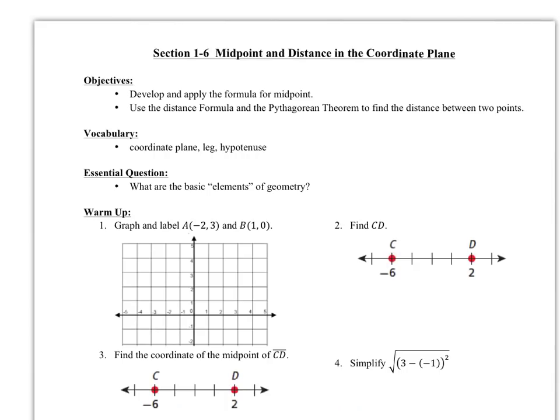We'll start off by taking a look at the objectives: develop and apply the formula for midpoint, and use the distance formula and the Pythagorean Theorem to find distances between 2 points. Our vocabulary includes coordinate plane, leg, and hypotenuse. If you remember, the coordinate plane is where we graph on an x and y axis, and the leg and hypotenuse are terms for the sides of a right triangle.